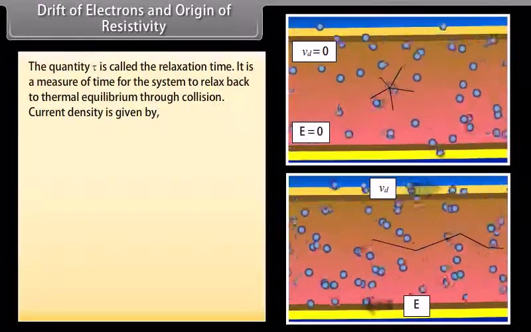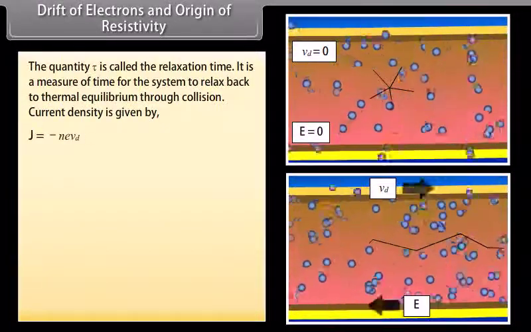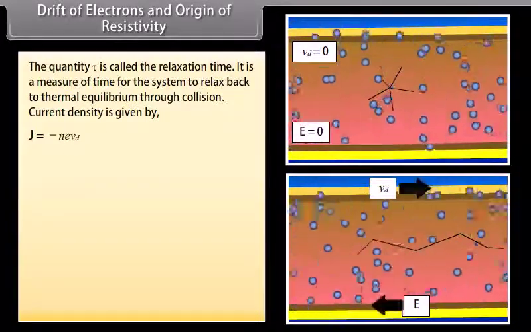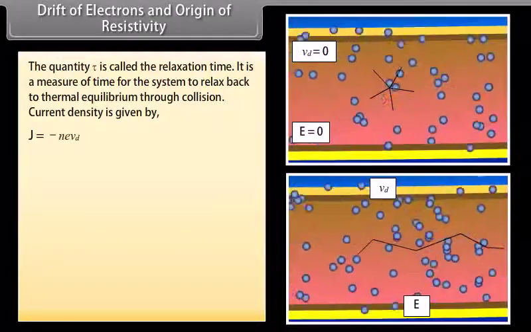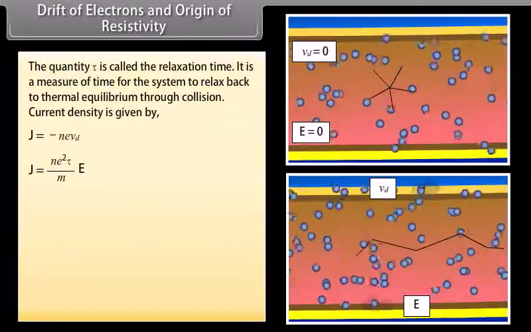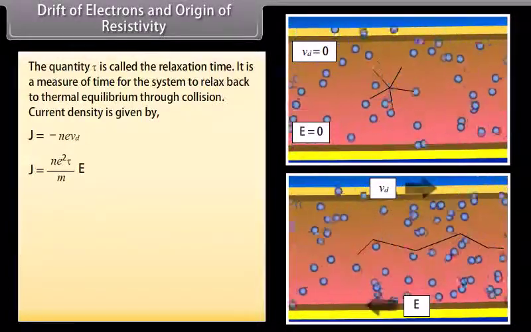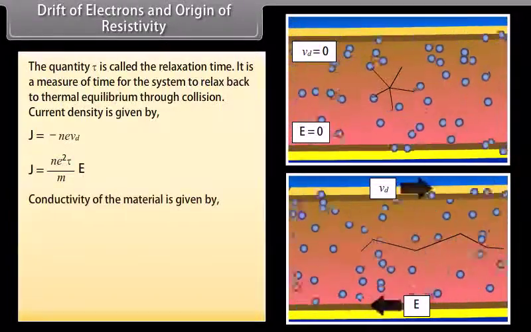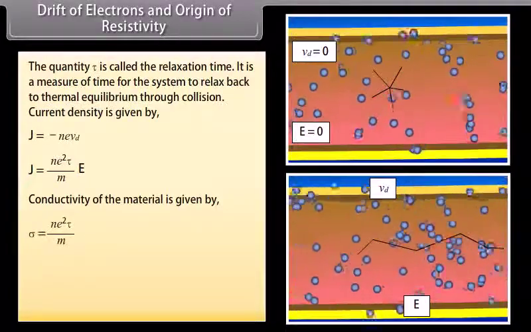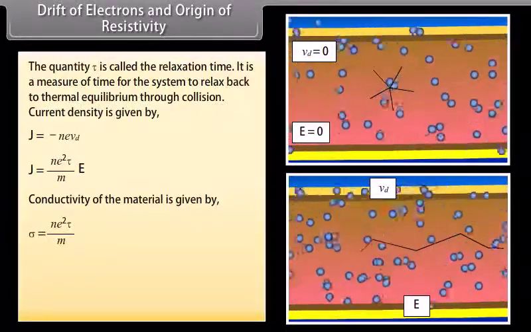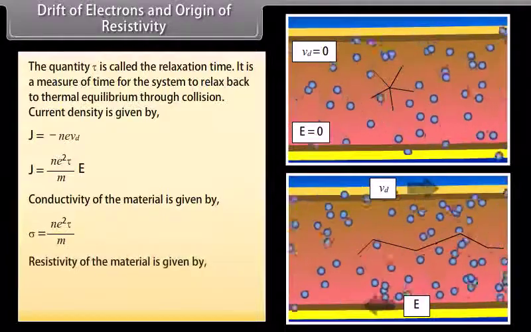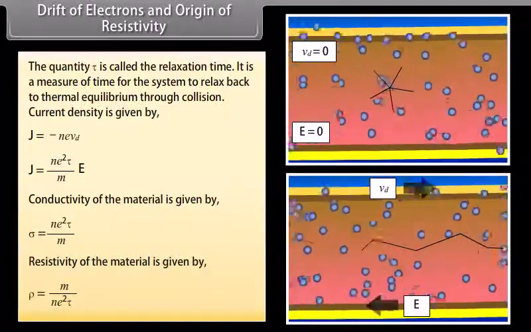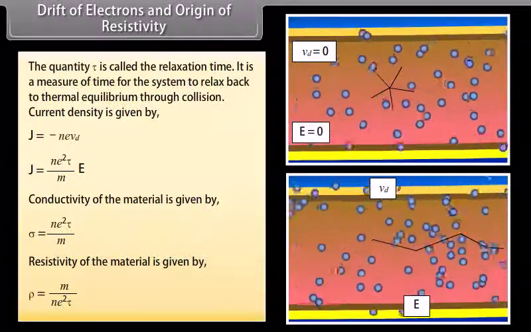Current density is given by J is equal to minus neVd. Putting the value of Vd in the above equation, we get J is equal to ne square tau upon m multiplied by E. Hence, conductivity of the material is given by sigma is equal to ne square tau upon m. And resistivity of the material is given by rho is equal to m upon the product of n, e square and tau.